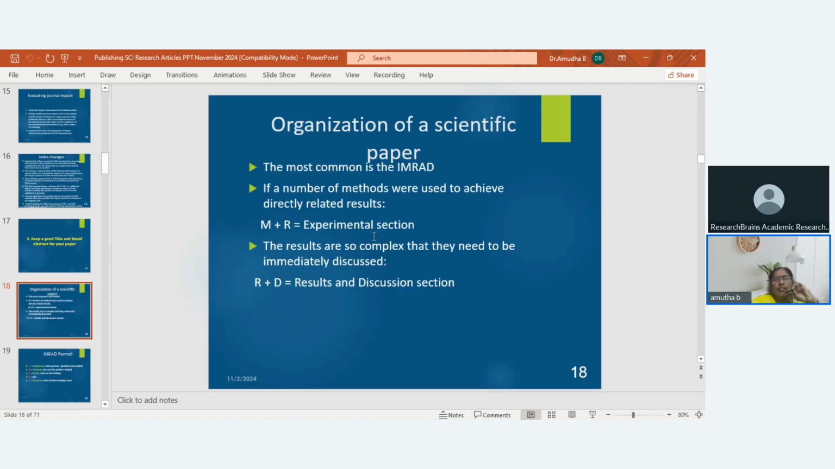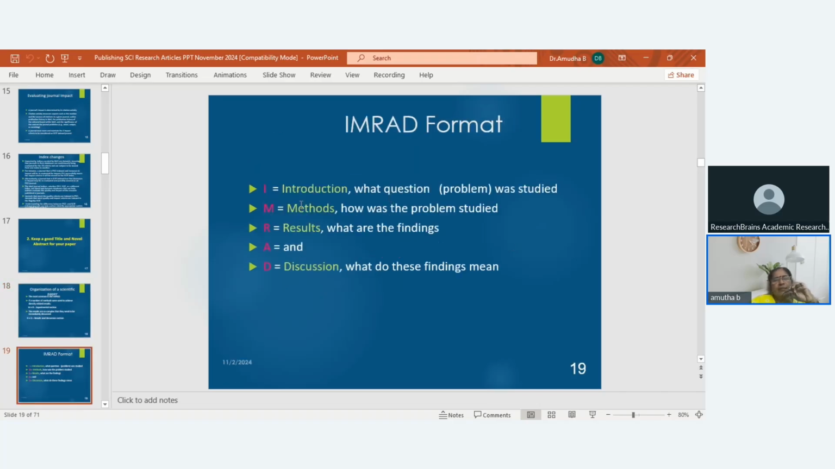So how will you organize your scientific paper? The most common format is IMRAD. IMRAD stands for introduction, methods, results, and discussion. I indicates introduction, where you write the problem statement. M indicates methods: how was the problem studied? R indicates results: what are the findings? And A and D, discussion: what you infer from the findings.